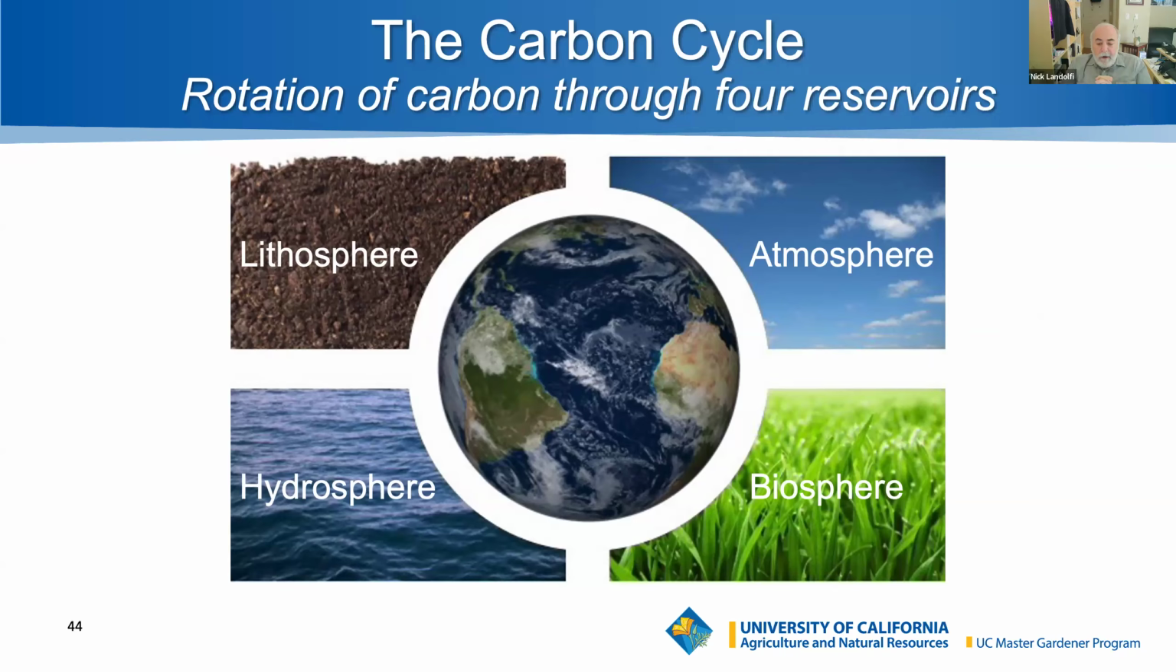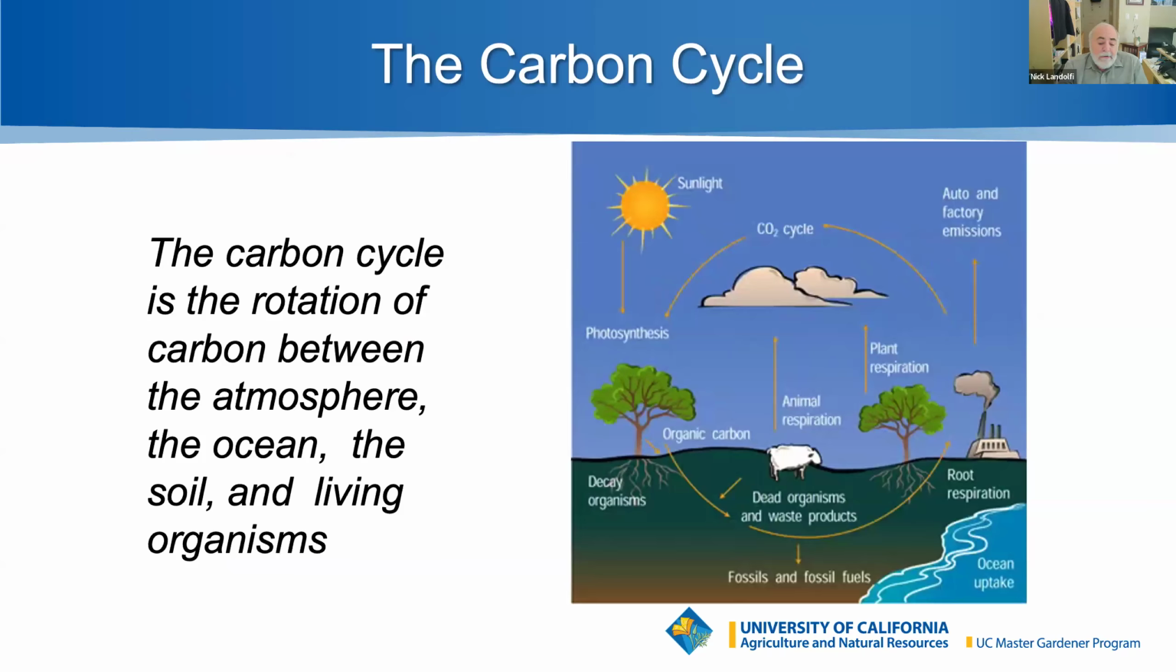The carbon cycle is the movement of carbon-containing molecules through the lithosphere, which contains soil, the atmosphere, the hydrosphere, and the biosphere, which contains all life on Earth. Here is a simple diagram of the carbon cycle, showing the rotation of carbon through these various carbon pools. Now, the ocean plays a significant role in the carbon cycle, but I'm not going to talk about that today. We are going to focus on the movement of carbon between the atmosphere, the soil, and living organisms.